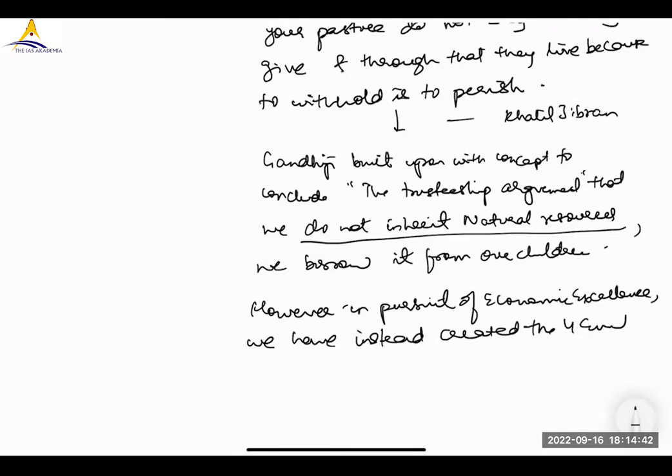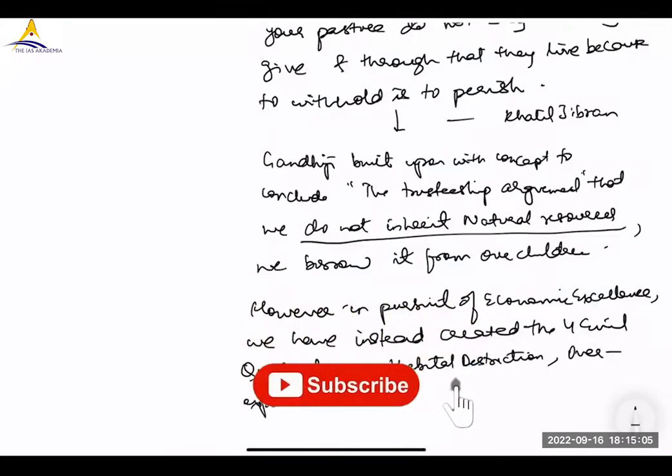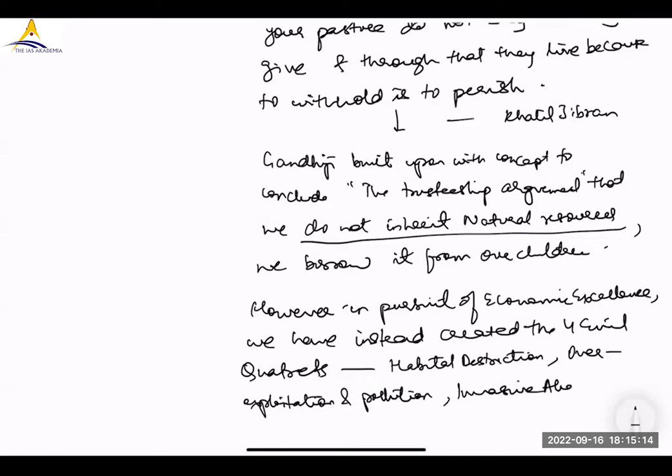the 4 evil quadrants. What are the 4 evil quadrants that are mentioned in your biology NCERT? Habitat destruction, over exploitation, pollution, and invasive alien species. Now you have given a 360-degree idea; this is going to be your interpretation of the essay. This is nature, this is economic excellence. Just blind pursuit of economic excellence leads to destruction of nature. It will lead to destruction of humanity itself.